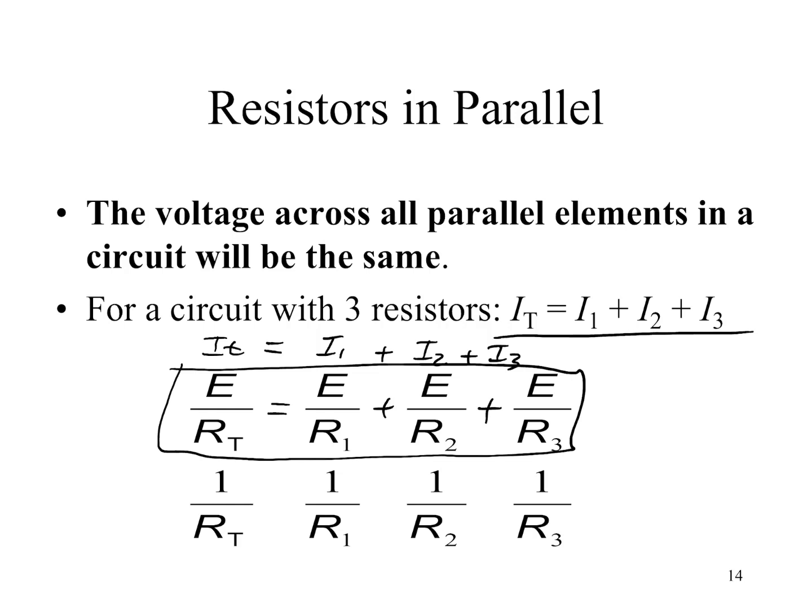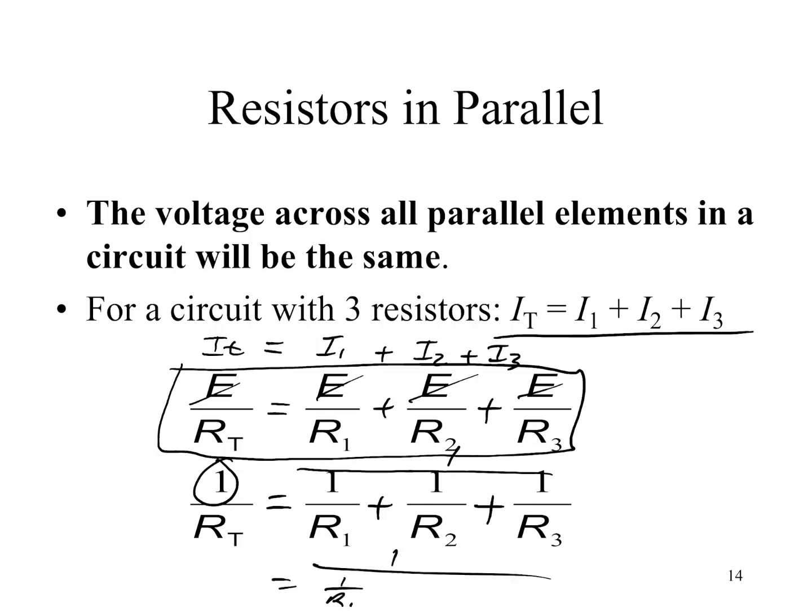And now all we have to do is remove the common quantity of E, or voltage, from each one of these terms, and you would get this as a result. And now if you just remove the reciprocal from here and bring it over here, you have 1 over R1 plus 1 over R2 plus 1 over R3. Resistors in parallel.